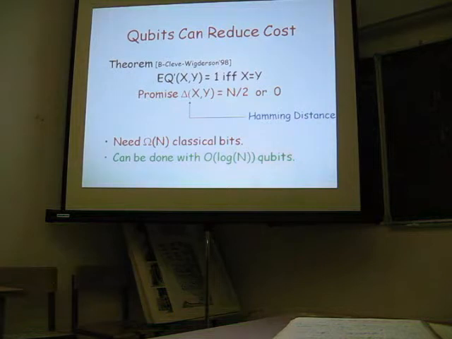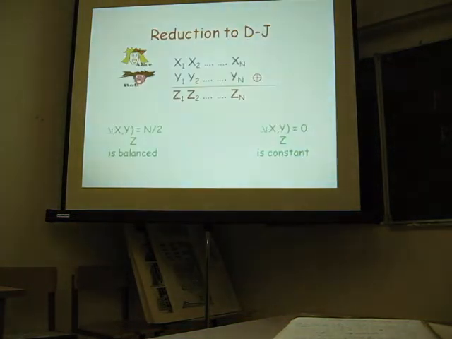We have a function which I call equality prime, which is 1 if and only if still x equals y, but it has the promise that the Hamming distance between x and y is either n over 2 or 0, and if it's 0, of course, then they're equal. And what you can show is that this particular problem still needs n bits classically to solve, but it can be done with just logarithmically many qubits. And then this sort of leads to better and better examples, but I think it's interesting to show this one.